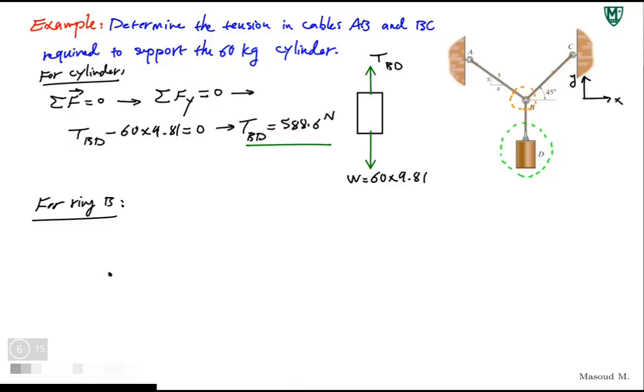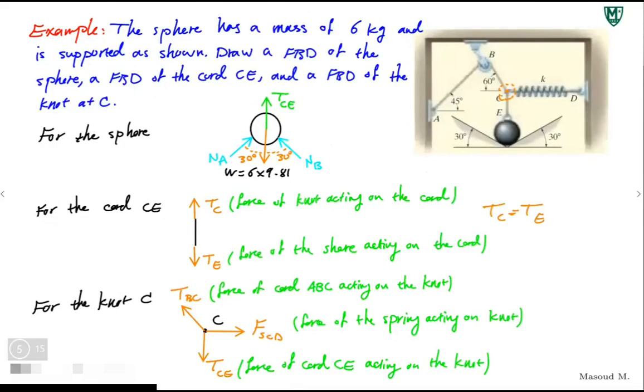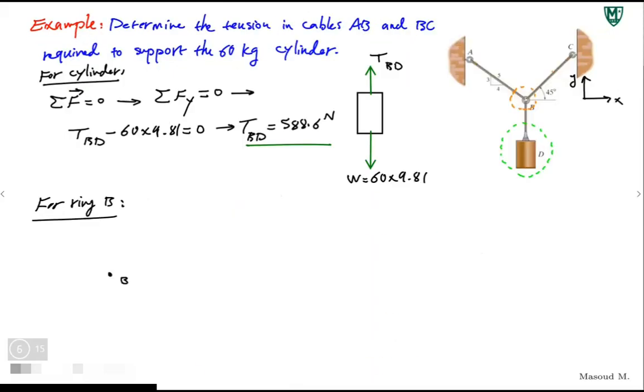Here is the ring B. Similar to what I did for the knot here, right? Knot C. I'll just apply all the forces if I isolate this part. So there's one cable downward, one cable in this direction, one cable in this direction. Naming, we can go with T, so tension and cable TBC, TAB, and the tension downward, that is TBD.